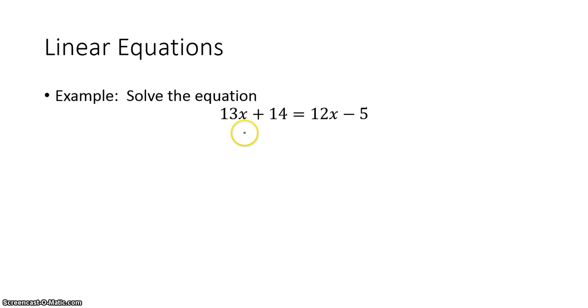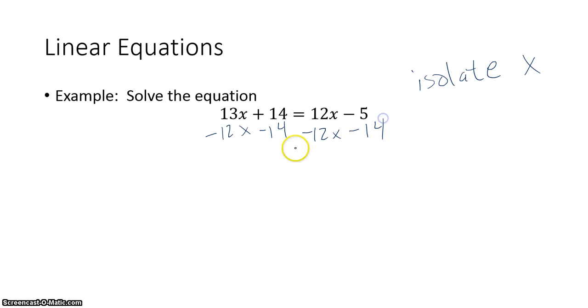A little more complicated, still a linear equation though. We have 13x plus 14 equals 12x minus 5. Same process, we want to first isolate the x. So we want to get all the x's on one side, all the numbers on the other. I would suggest we subtract 12x from both sides. In that same step, since we're getting the x's on the left side, let's go ahead and subtract 14 from both sides also. So when we do this, we end up with x equals minus 19.